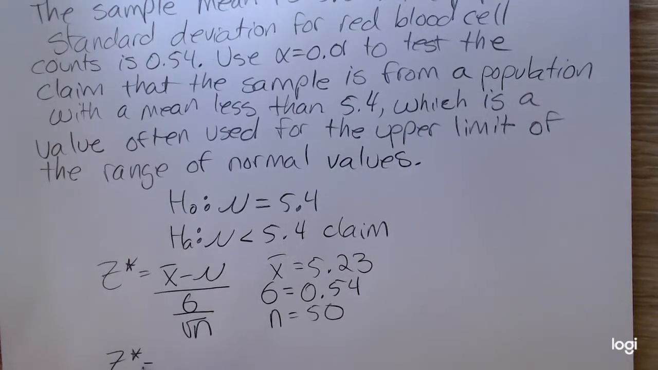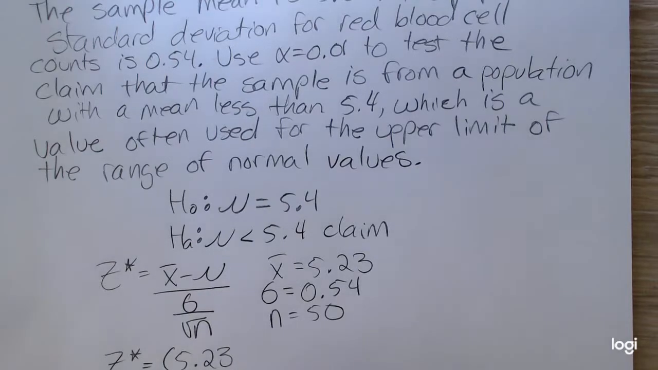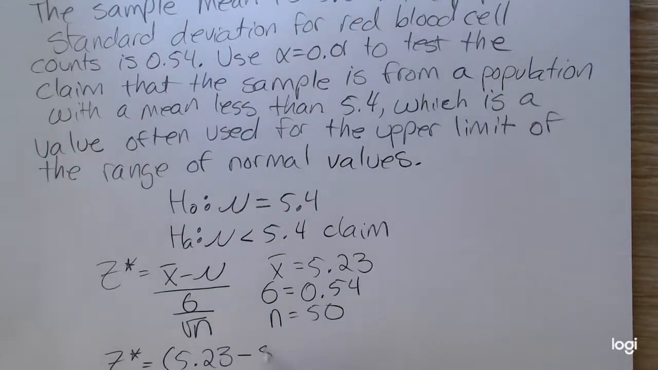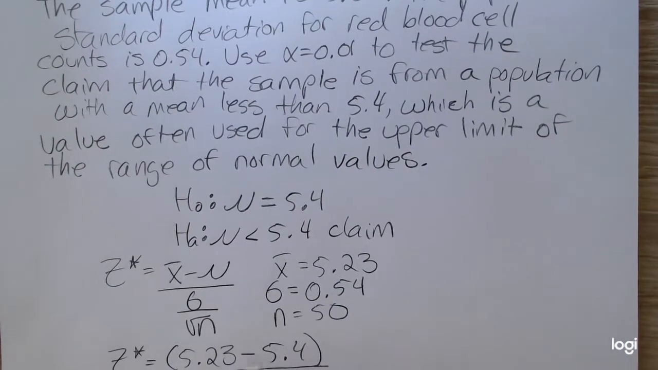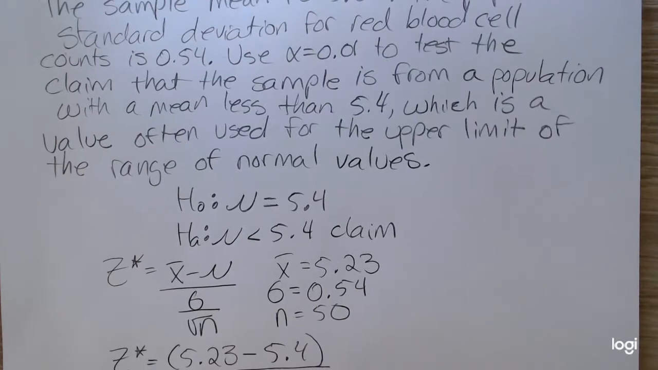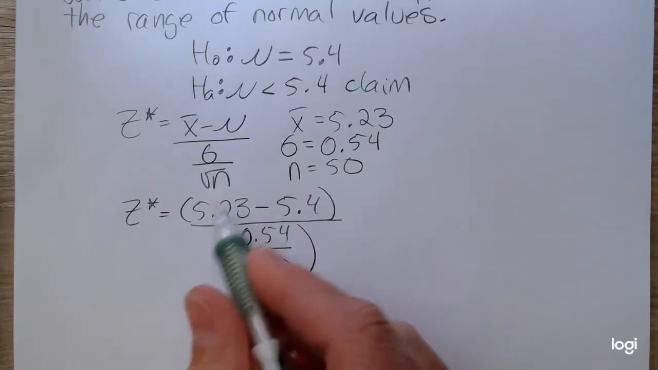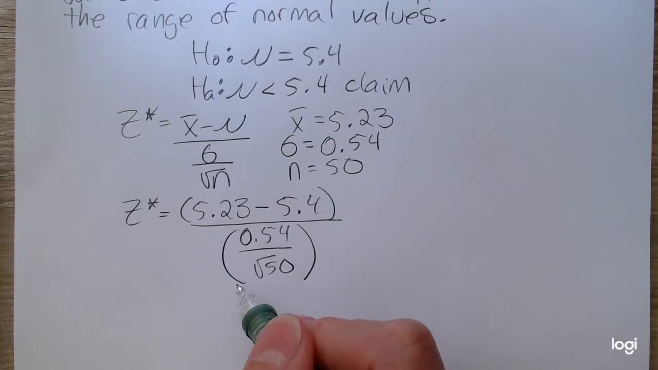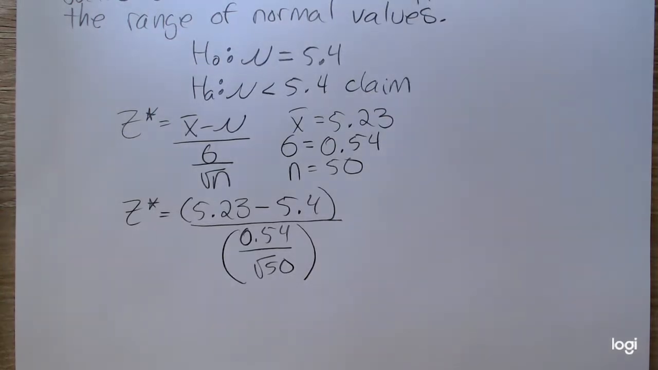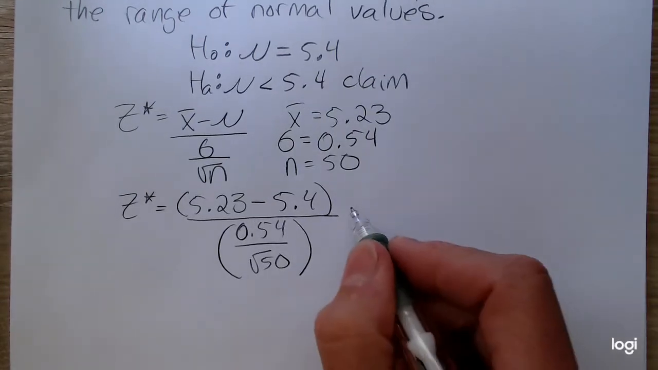So if you want to find this standardized test statistic by hand, your numerator expression will be 5.23 minus 5.4 over 0.54 over the square root of 50. And I suggest using parentheses when using your calculator. I'm going to go ahead and go to the TI-84's z-test option to get this directly.